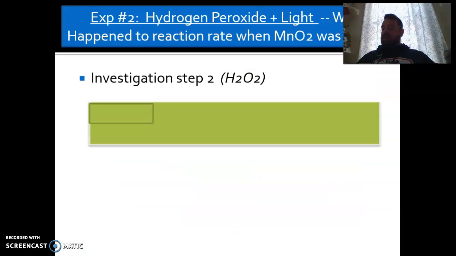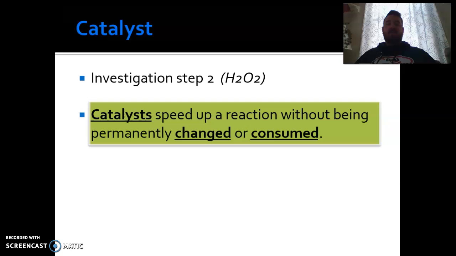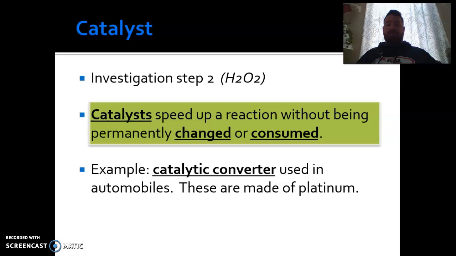Alright, our next example of rate of reaction from our investigate would be using hydrogen peroxide and light, and this is going to talk about catalysts. So catalysts speed up a reaction without being permanently changed or consumed. You can kind of view a catalyst as like a spectator in the chemical reaction that's cheering them on and making them work faster, but not actually taking place in the chemical reaction.